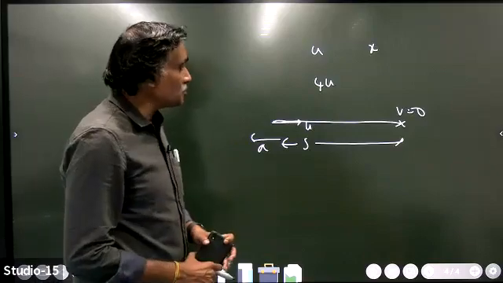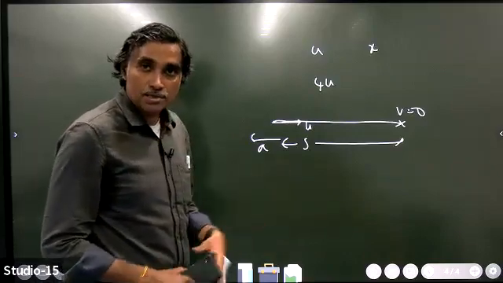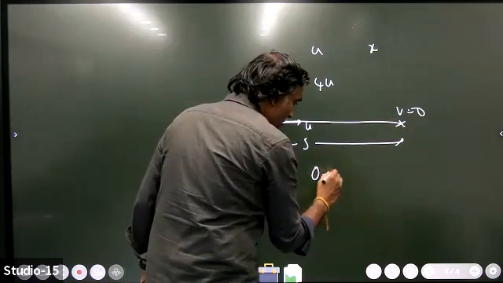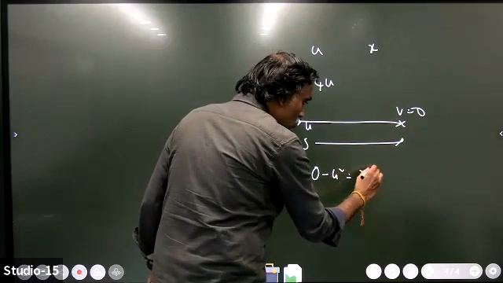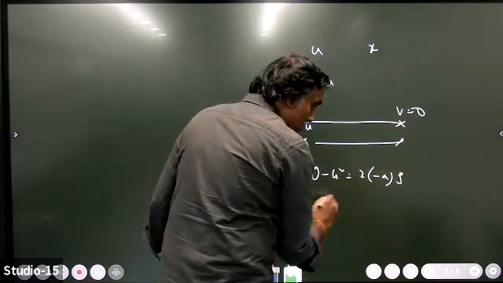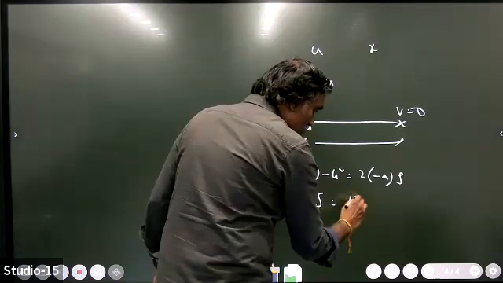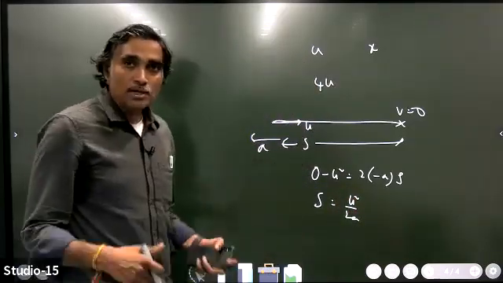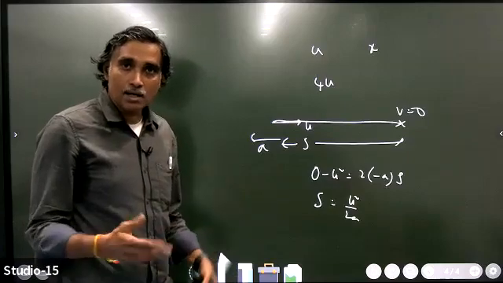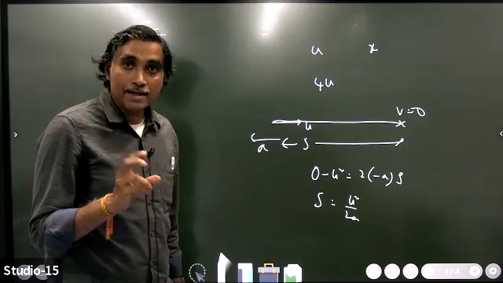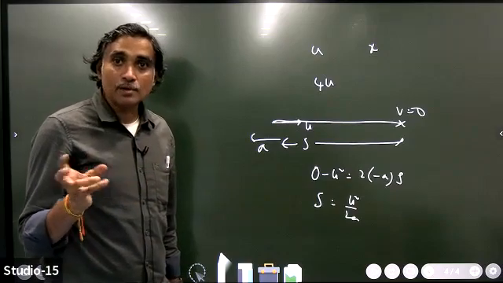Then what is the formula I should use? V square minus U square is 2as. So what is V square? 0 minus U square equal to 2as, where a is negative because it is towards the left. So what is s? U square by 2a. So the stopping distance of any particle or car or vehicle retarding at a is given by U square by 2a.